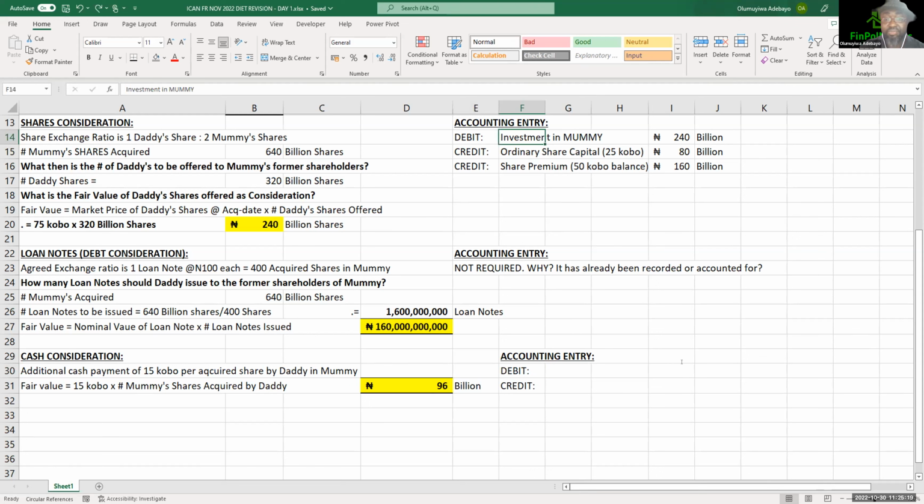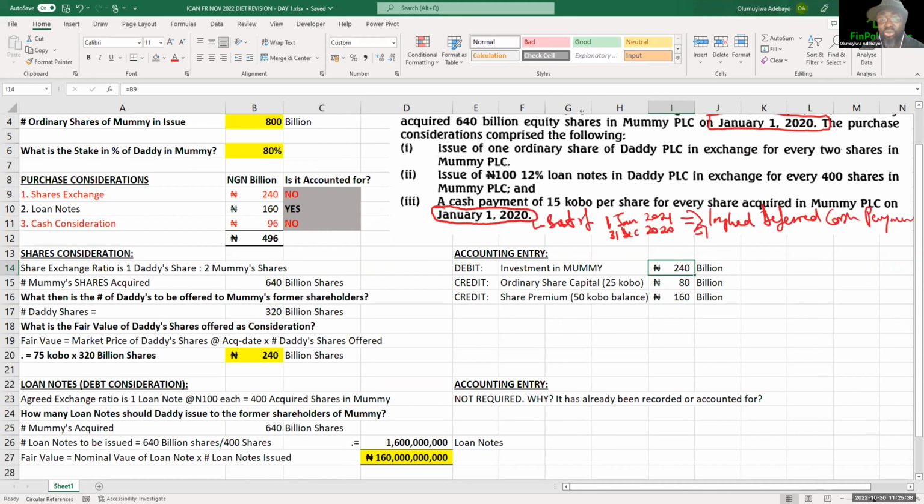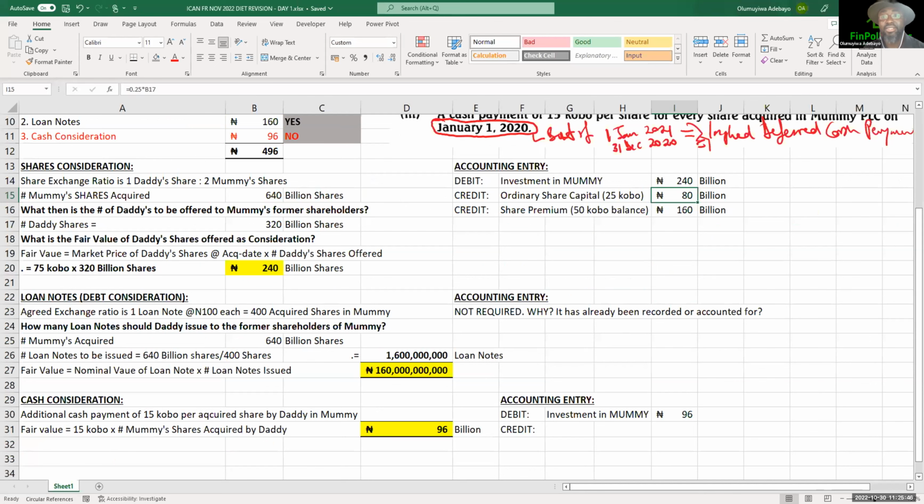Of how much? The cash consideration of 96. Okay. Remember, this is the same 240 here. Let me just flip it to this of 96. Now, unfortunately, we should have credited cash and bank balance.